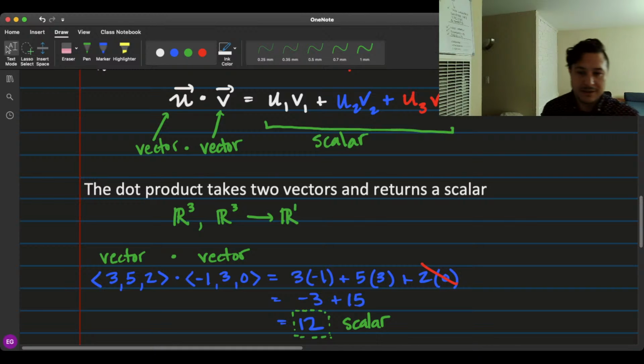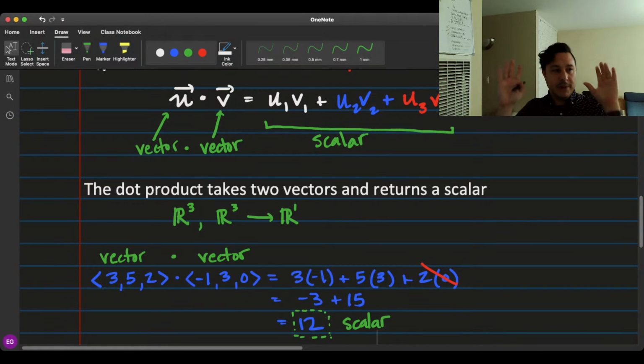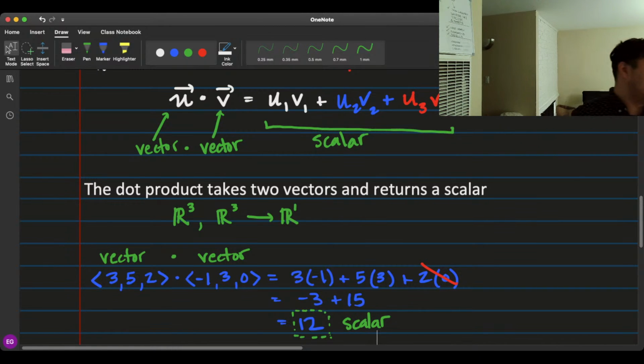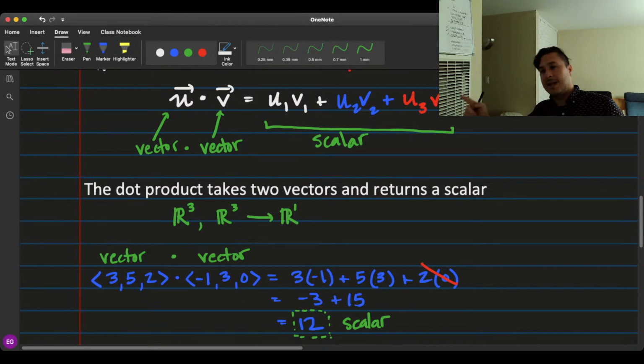Would output a vector? Yes, the cross product will take two vectors and return a vector, as opposed to the dot product, which takes two vectors and returns a scalar. That's why you have the different types of vector multiplication. There's several different ways you can put them together. Scalar times vector, vector times vector equals scalar, vector times vector equals vector.